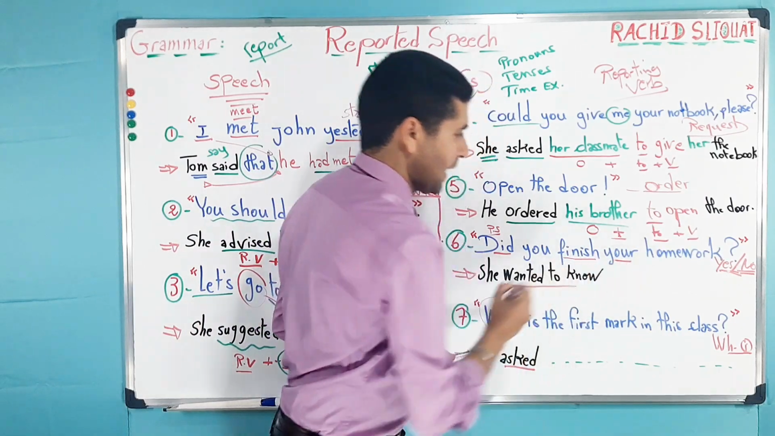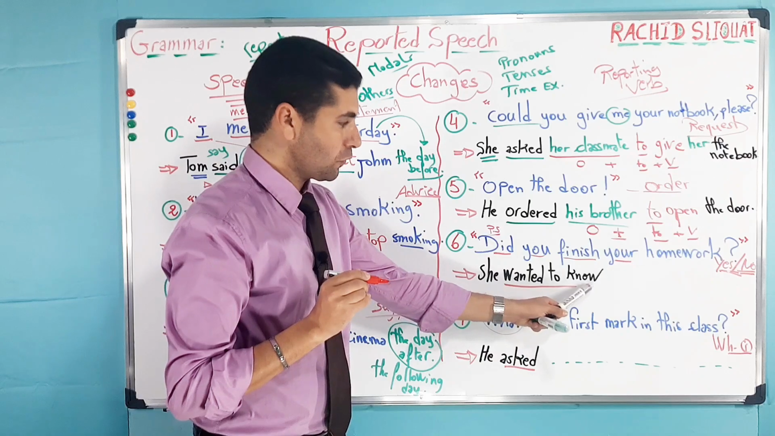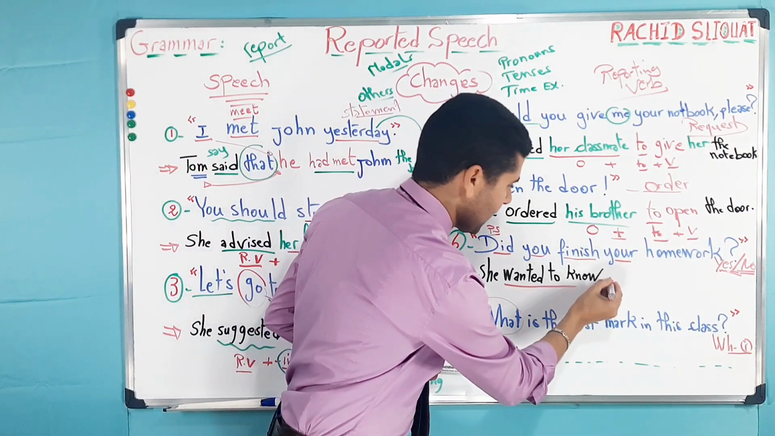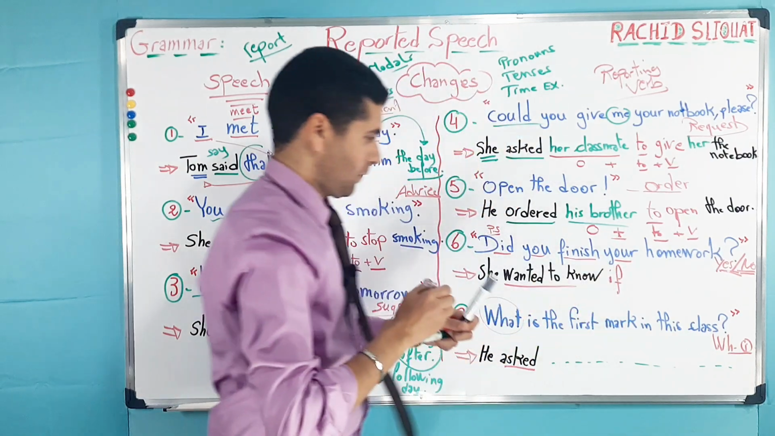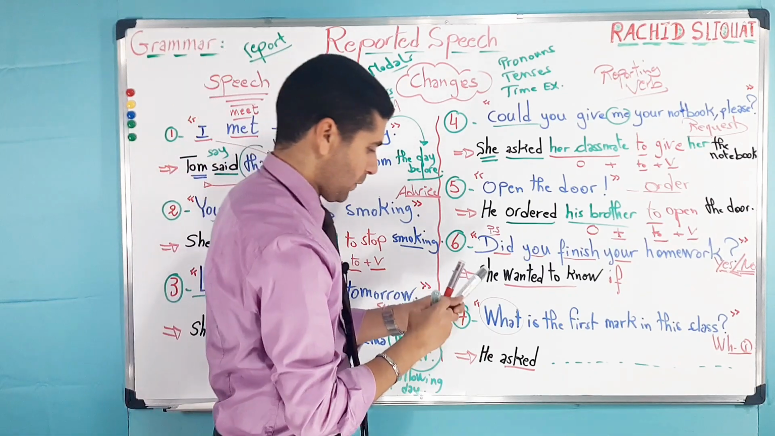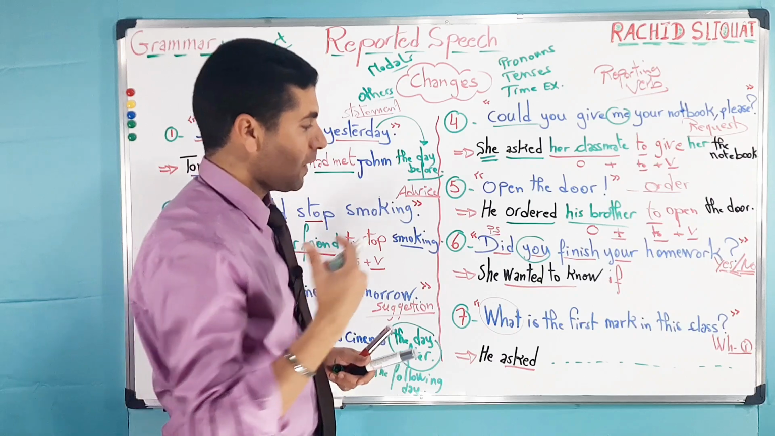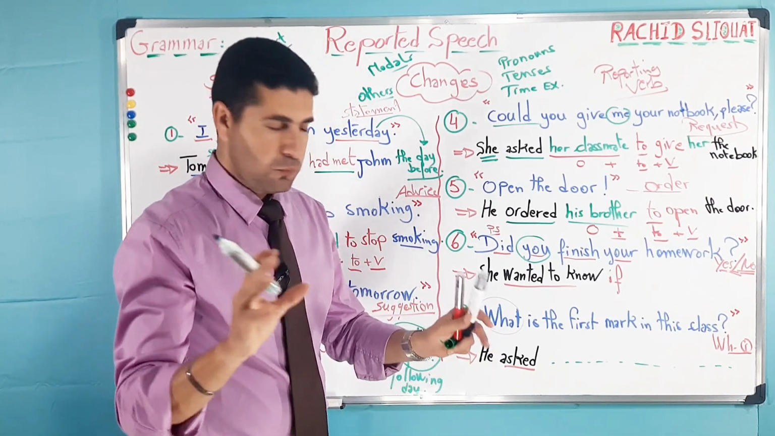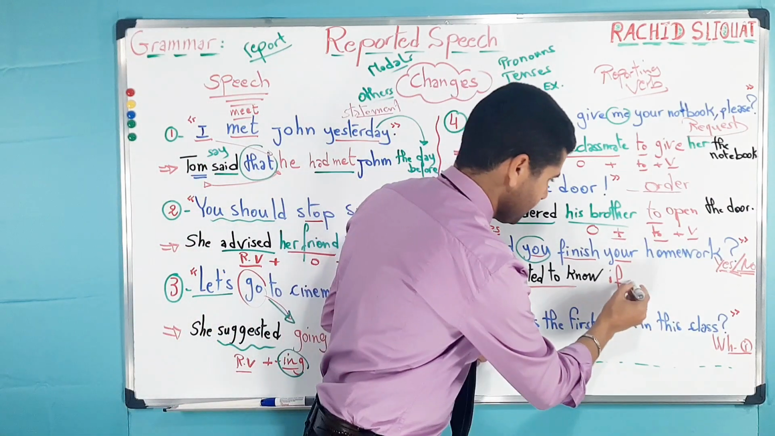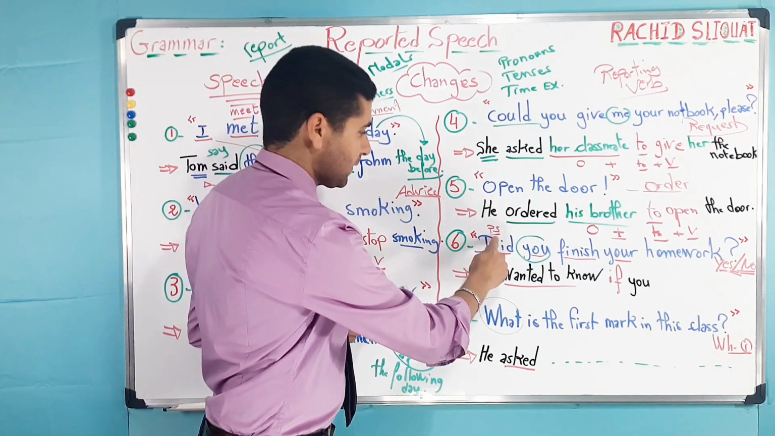Here we have your, and here we have homework. Here we have you. All right, so she wanted to know. Usually to report a yes/no question, we use if. She wanted to know if, here we can say, if you, or if he, or if she. So very simply, when you have you, you can use you, for example. If you, all right, if you, here we have past simple.